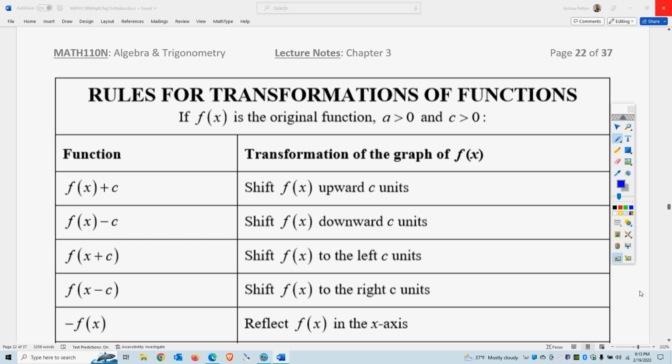This is Professor Pelton. This is part 1 of chapter 3, section 5, doing transformation. So I put the transformation list at the beginning of the section.